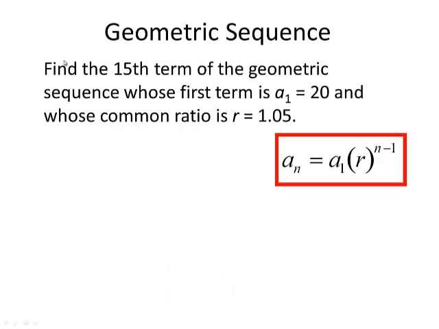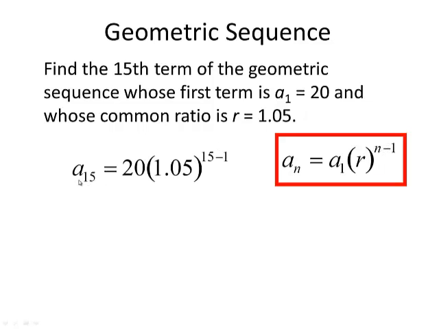Okay, now we have something a little different. Find the 15th term of the geometric sequence whose first term is 20, whose common ratio is 1.05. Now we're going to use this formula right here where n is 15. We're trying to find the 15th term, and that's equal to the first one, 20, times r, which is the common ratio of 1.05 to the 15 minus 1 power.